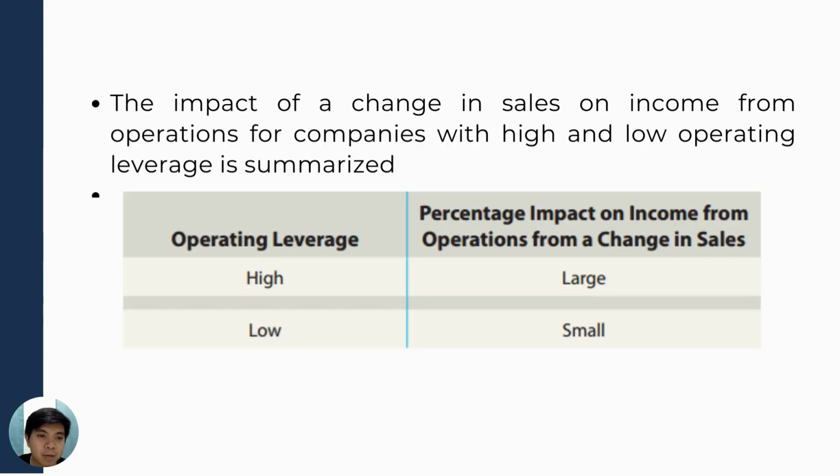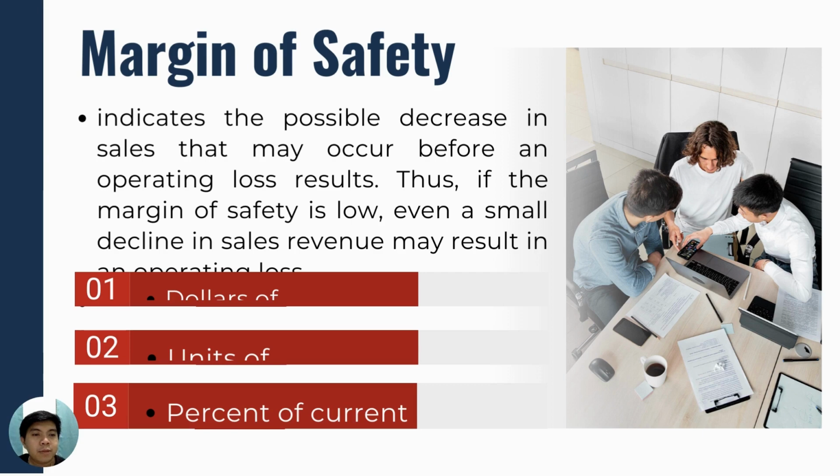In this exhibit, when the operating leverage is high, the percentage impact on income from operations from a change in sales is large. When the operating leverage is low, the percentage impact on income from operations from a change in sales is small. Next, we will be discussing the margin of safety.